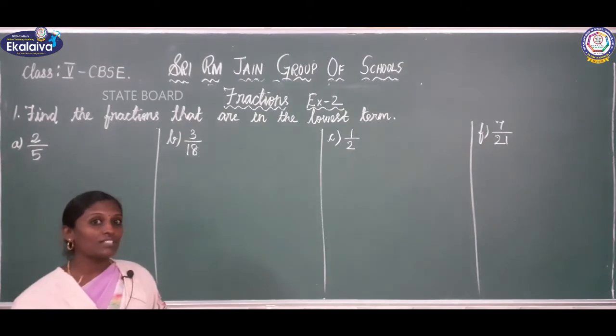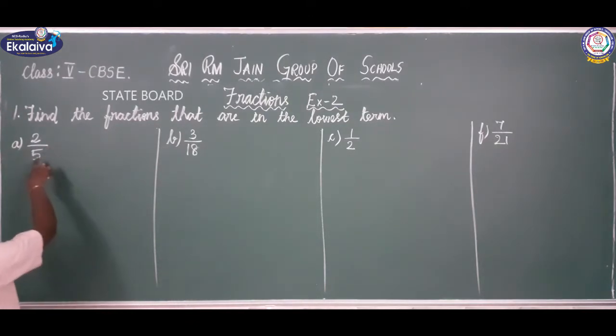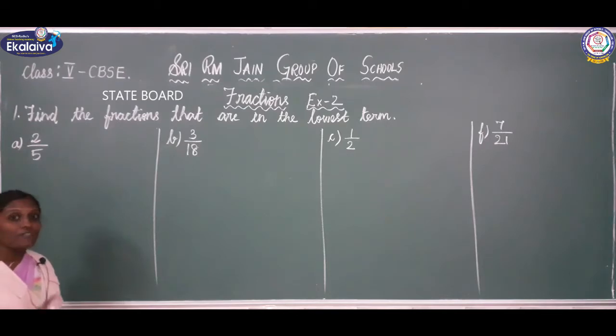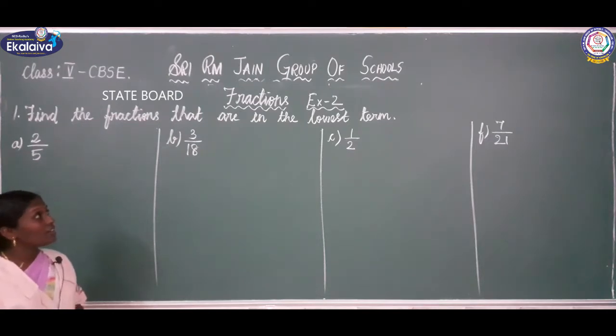When will we say that the fraction is in the lowest term? If the numbers in the numerator and the denominator have only 1 as a common factor, then we can say that the fraction is in the lowest term. If the numbers have other common factors besides 1, then those fractions are not in the lowest term.